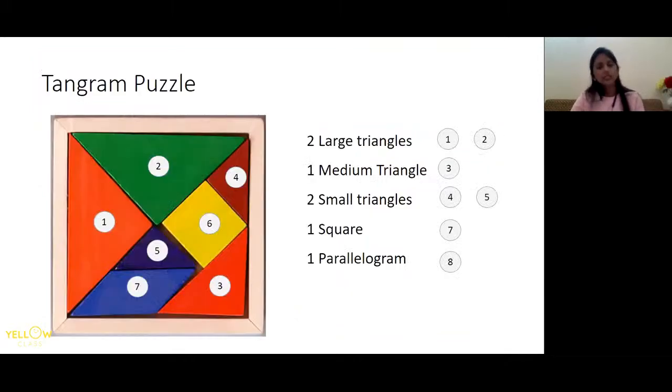So, what are these seven pieces? Just quickly see what all shapes are there in our tangram, which will help us in making our puzzle also. Okay, so first we have these two big triangles, which are number one and number two, right? Then we have one medium triangle, which is marked as three. Then we have two small triangles marked as 4 and 5. We have one square and we have one parallelogram. Okay, so these are the seven pieces in the tangram puzzle.